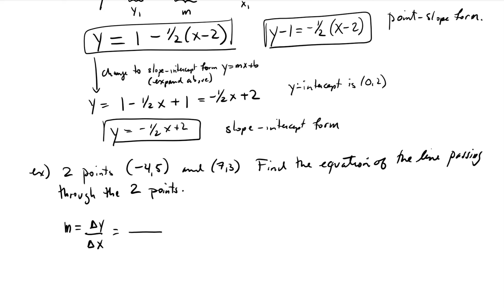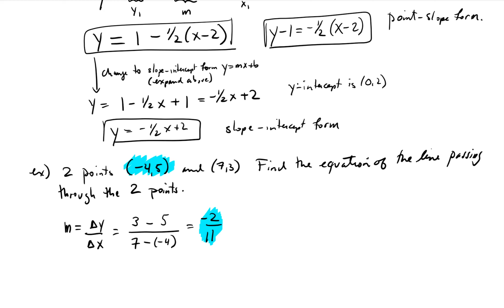Let me correct this. Okay, so hang on. The largest x is actually 7 minus 4. And I need to subtract 3 and 5. Okay, that's better. Sorry about that. So that's minus 2 over 11. That's my slope. And now I have my slope. I don't have my y-intercept, right? So no need to calculate it. It's okay. I've got a point.